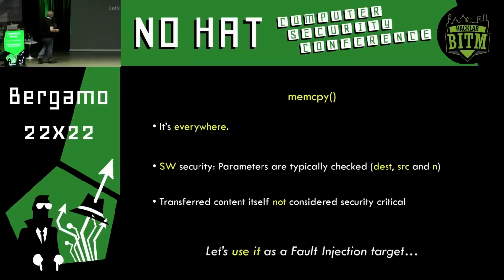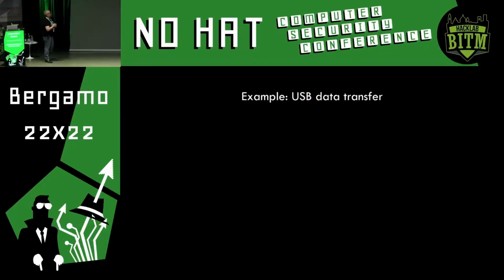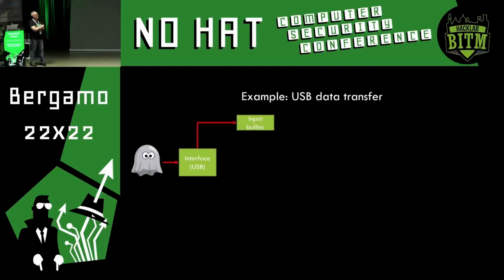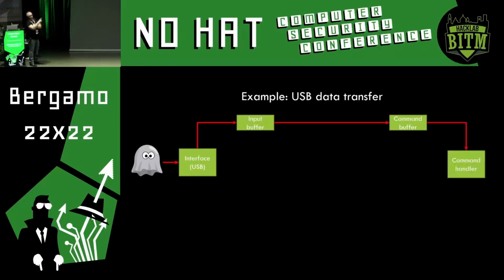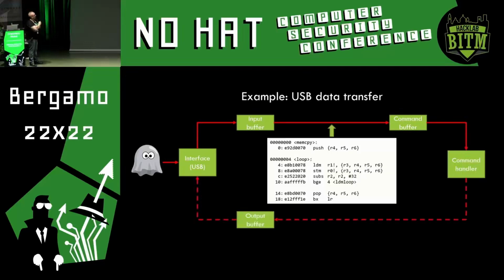Now, if you start using this as a fault injection target, there is something extremely relevant to the data which is being transferred. Think that you are providing data over the USB interface. There is an input buffer. Then this command is handled somewhere. The command handler processes this data and actually responds to you. At some point in between, there is a memcpy, you see? So the attacker's data is being transferred.